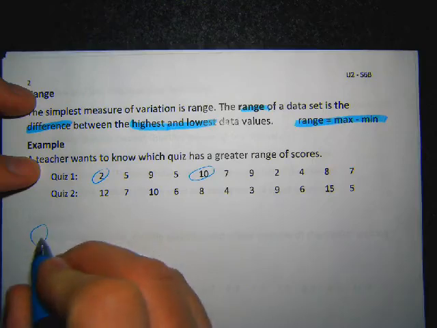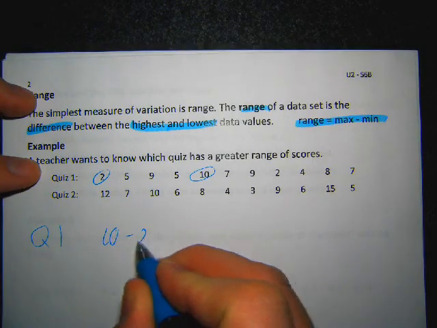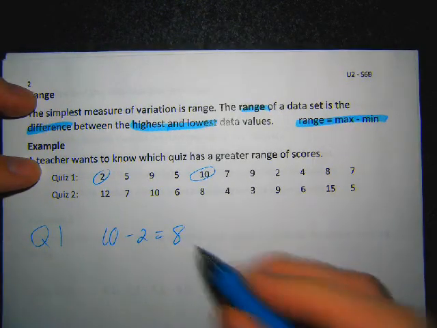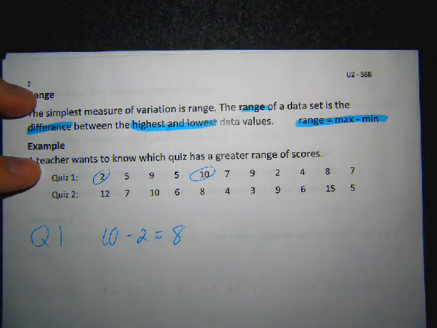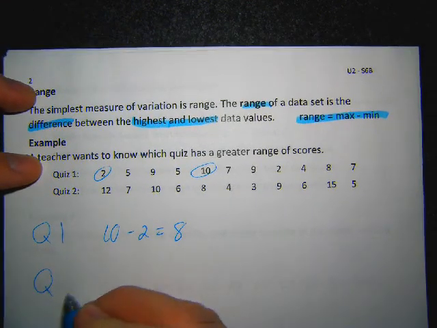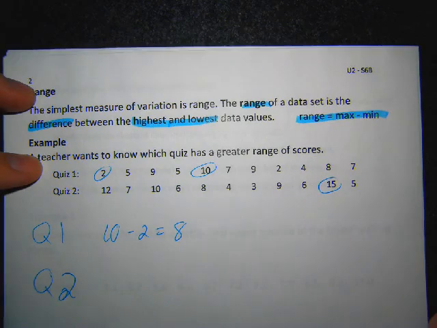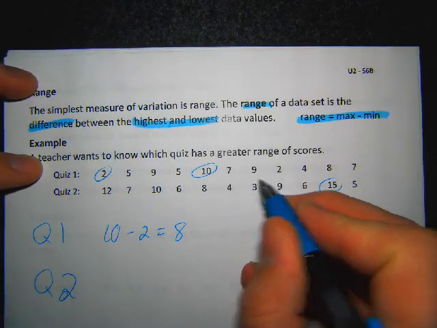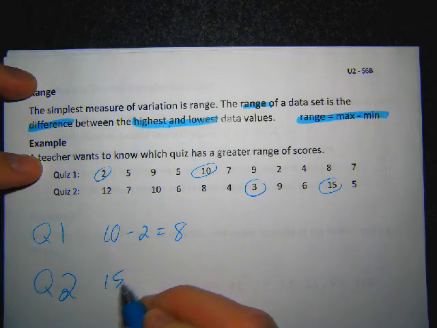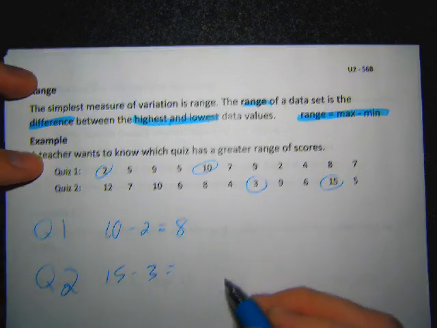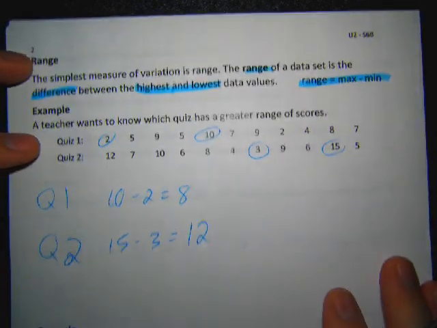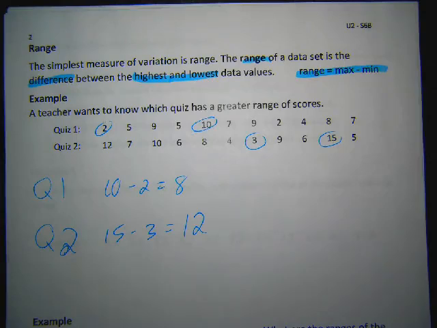So for quiz 1, you do 10 minus 2, and you see that they have an 8-point range from the highest quiz to the lowest quiz. Quiz 2, we can see here that 15 is the highest, and this time 3 is the lowest. So we just take 15, we subtract 3, and we see that they have a 12-point range. So now I can say there's a bigger spread in the scores for quiz 2 than there is for quiz 1. So if I'm looking at a test that has more of a range of values, I do quiz 2.